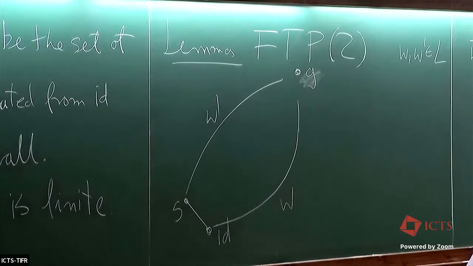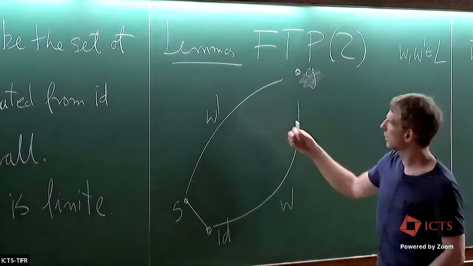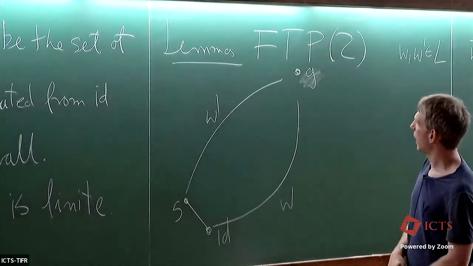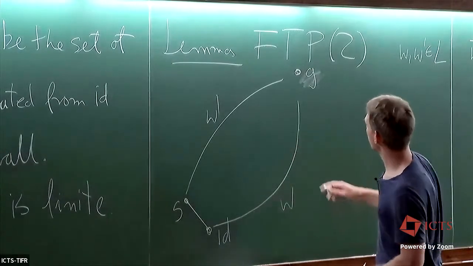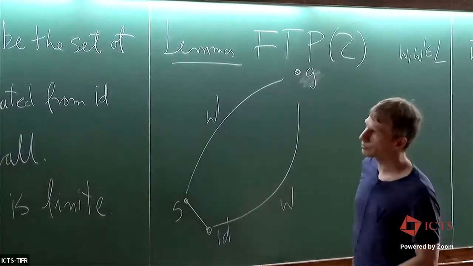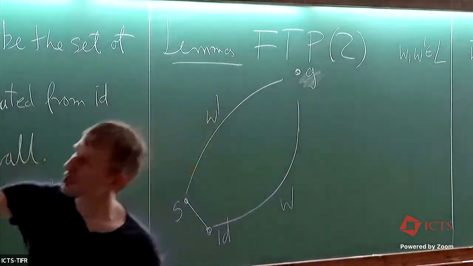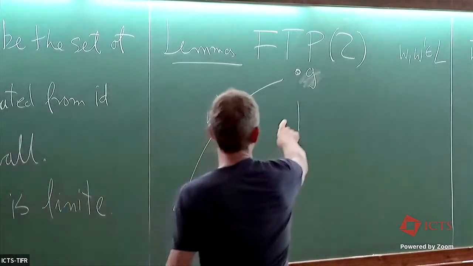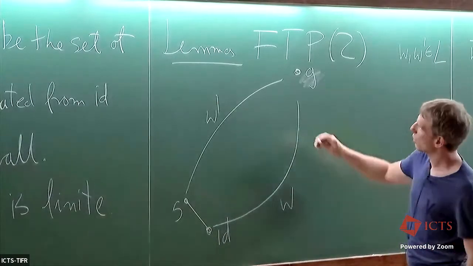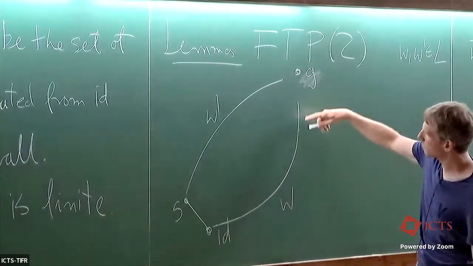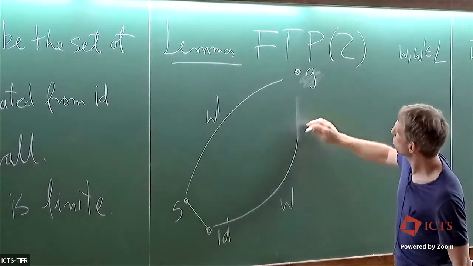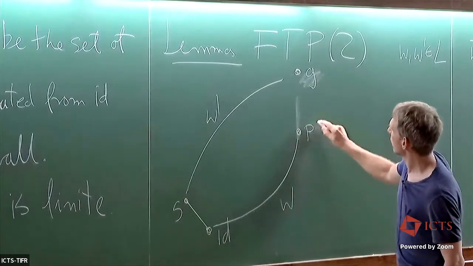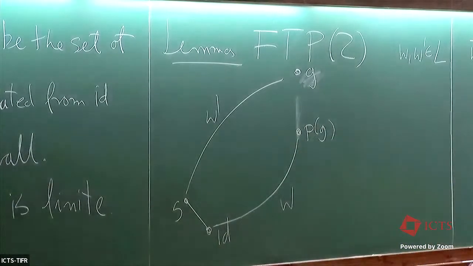So we need to appeal to the definition to see what's the difference between these paths. And let's first see what this picture on the left can tell us to the picture on the right. So first of all, let's look at this bottom path. When I go from G to identity, I am bound to go through the projection of G.